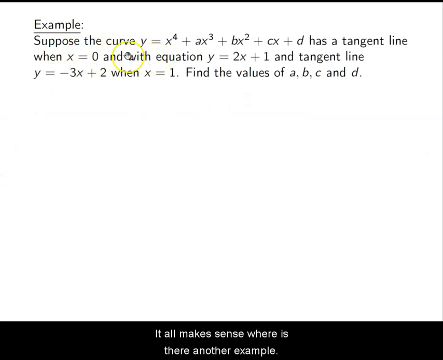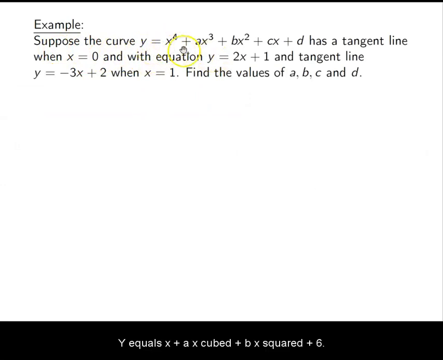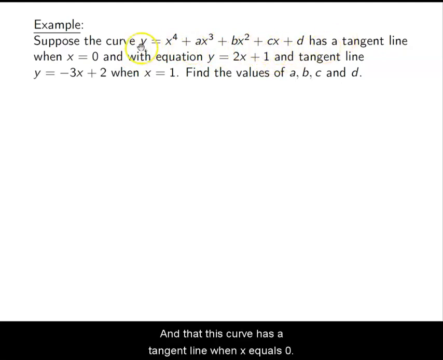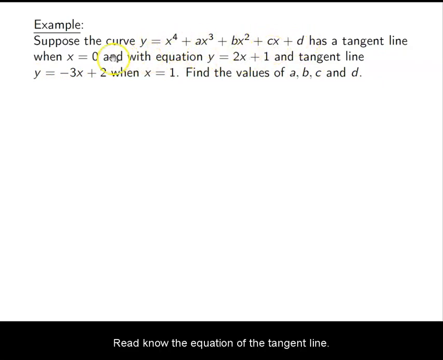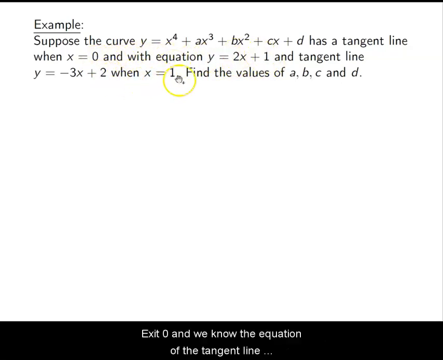So suppose that we have a curve, y equals x to the 4th plus ax cubed plus bx squared plus cx plus d, and that this curve has a tangent line when x equals 0. And that the equation of the tangent line at x equals 0 is y equals 2x plus 1. And that when x equals 1, we have another tangent line of y equals -x squared plus 2. We want to find the values of a, b, c, and d. So we have this 4th degree polynomial. Okay. We know the equation of the tangent line when x is 0, and we know the equation of the tangent line when x is 1.